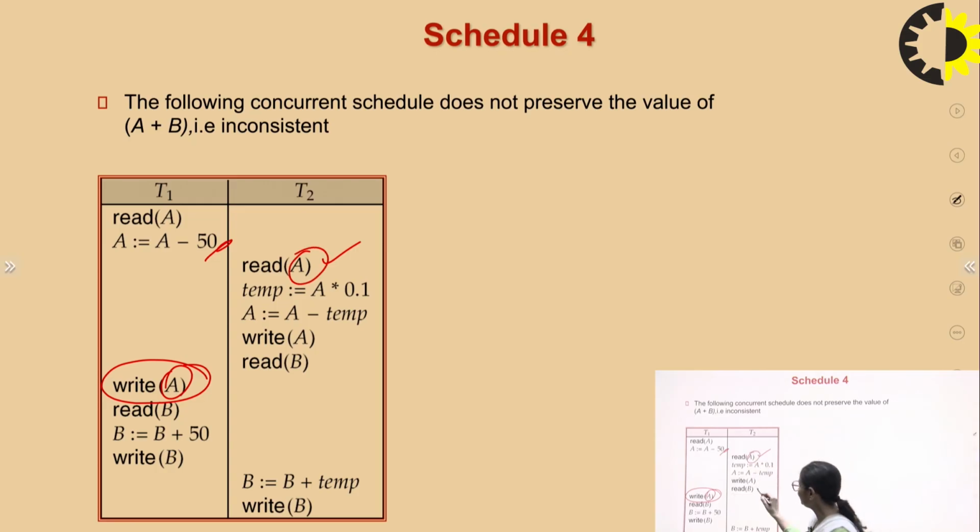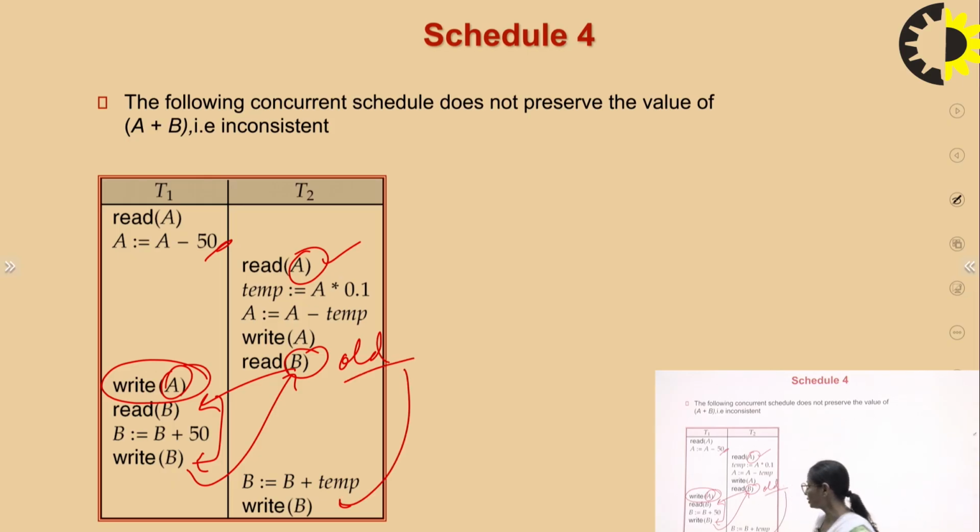Similarly, here you have just read the value, but then my processor shifts to the transaction T1, and here again you start reading the value of B and doing certain updations, but this updated value is not reflected here. It is still working on the old B value and doing some updations on the B value. So this is a non-serial schedule, and in this case the A plus B value is not preserved.